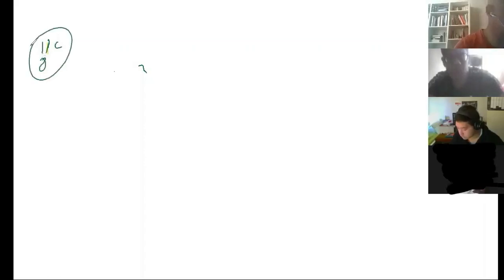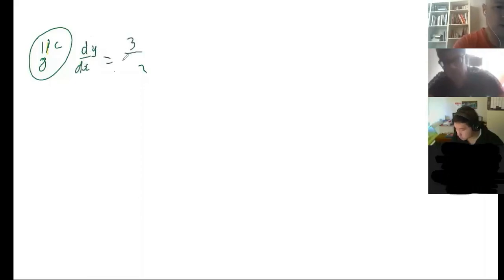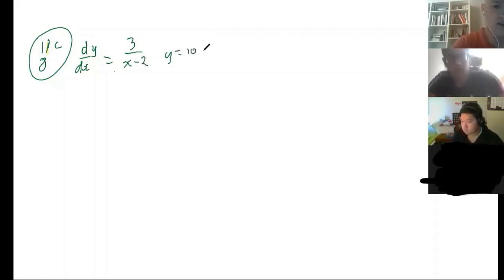11C, question 8. Now, it's going to be a bit rough because I'm writing on the screen. So, dy/dx, this is the question, equals 3 divided by x minus 2. And it says y equals 10 when x equals 0.